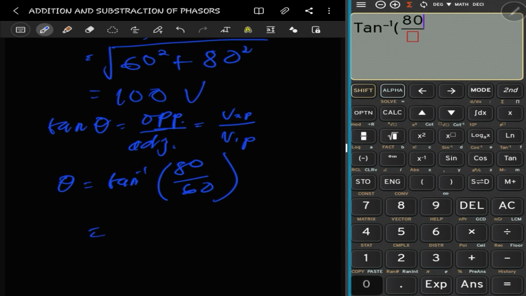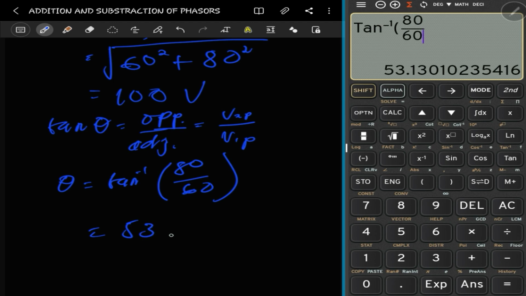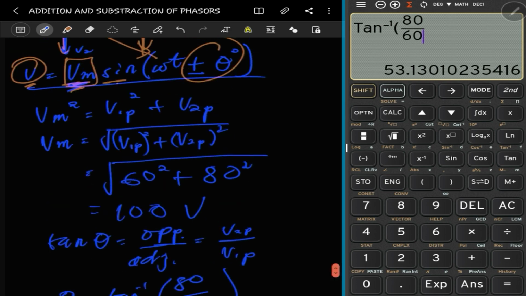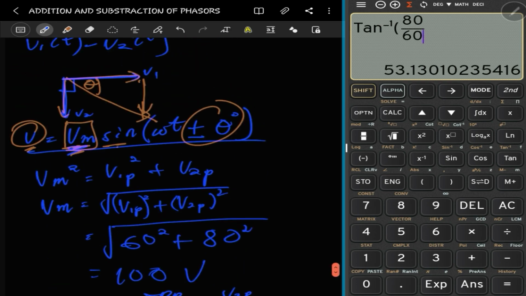We have 80, and then we have 60, right? 53.13 degrees, right? Okay, but then let's look at this again. Here we found the theta, but we don't know whether it's plus or minus. And how do we go about that?